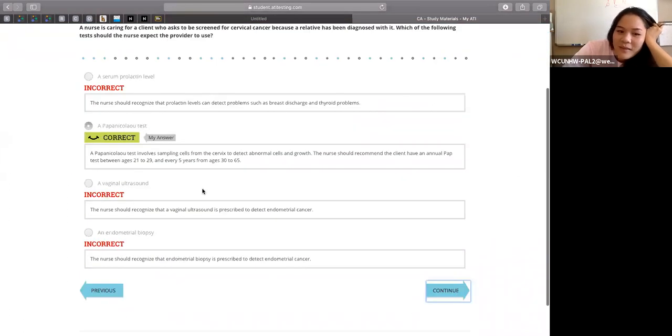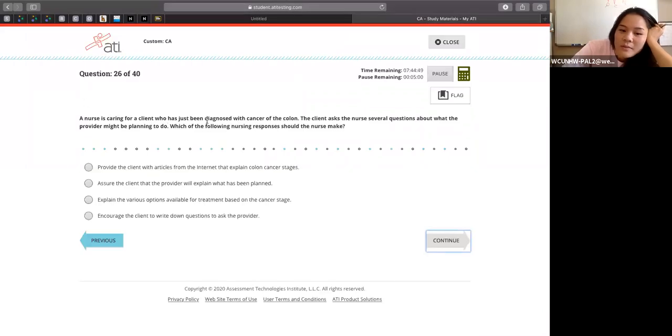Okay. A nurse is caring for a client who has been diagnosed with cancer of the colon. The client asked the nurse several questions about what the provider might be planning to do. Which of the following nursing responses should the nurse make? So they're diagnosed with colon cancer. They asked several questions to the nurse about what the doctor is going to do, and which of the following responses is the nurse going to make?